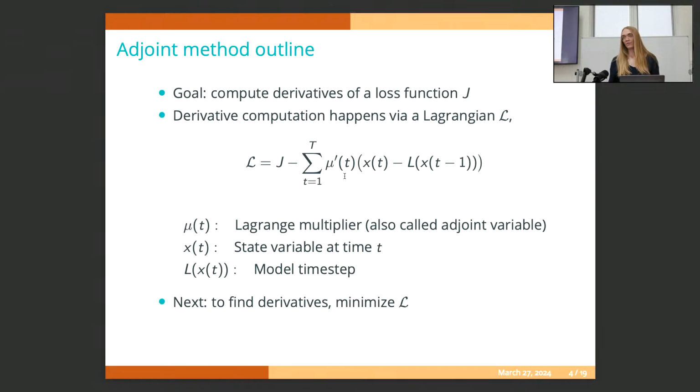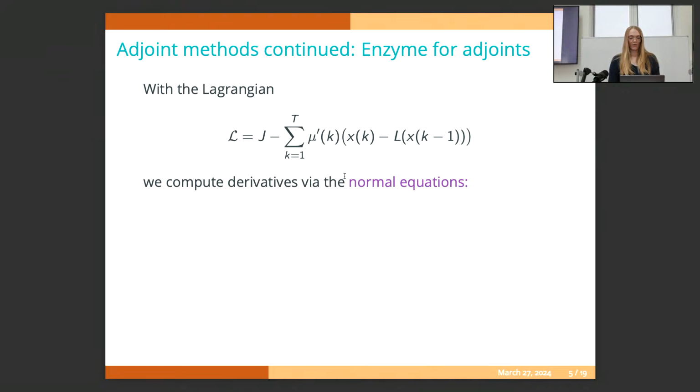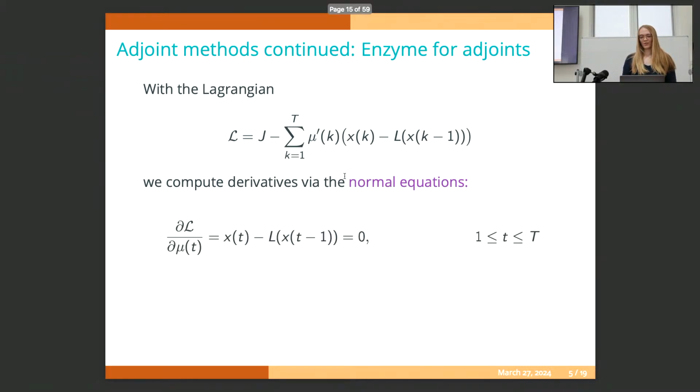And what we're going to do to find the derivatives that we want is we're going to minimize our Lagrangian. So going back to calculus 1, the way that we do this is we take derivatives and we set them equal to 0. So I wanted to show specifically where Enzyme comes into play. Like I said, we're going to take derivatives of our Lagrangian. So doing so reveals something that we refer to as the normal equations.